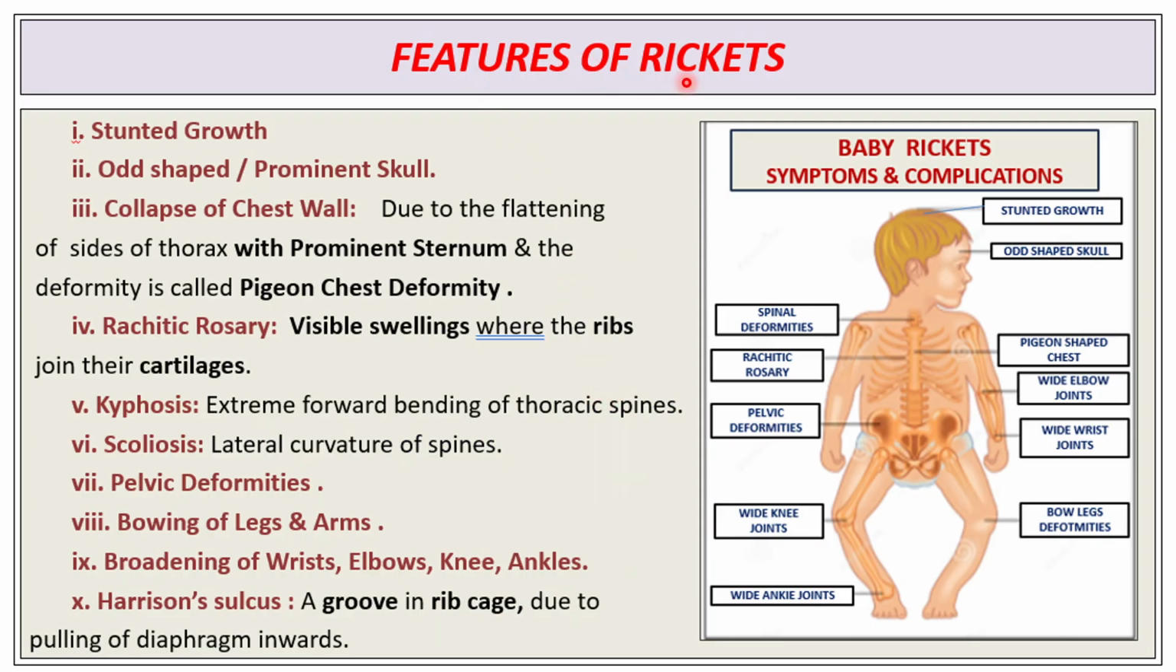Then the features of rickets. There may be stunted growth. There may be an odd shape to the skull and stunted growth of the child. Next, there may be collapse of the chest wall due to flattening of the sides of the thorax with a prominent sternum, and the deformity is known as the pigeon chest deformity.